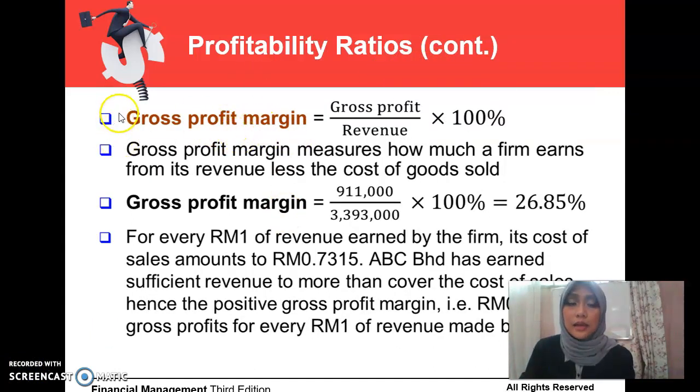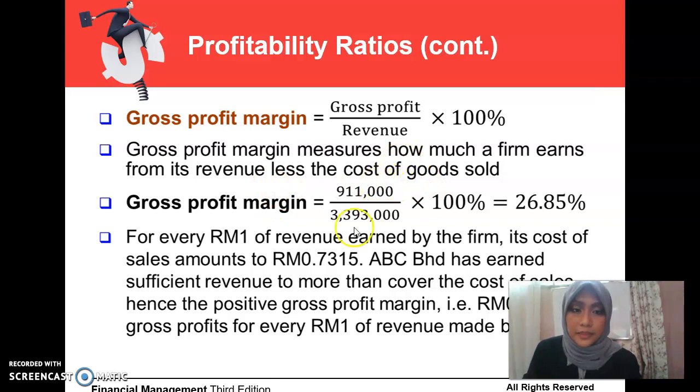The first one is gross profit margin. So the formula is gross profit, which you may see from the income statement that I showed previously, over revenue times 100. So basically gross profit margin measures how much a firm earns from its revenue less the cost of goods sold. So gross profit margin is gross profit, where you didn't deduct any expense.